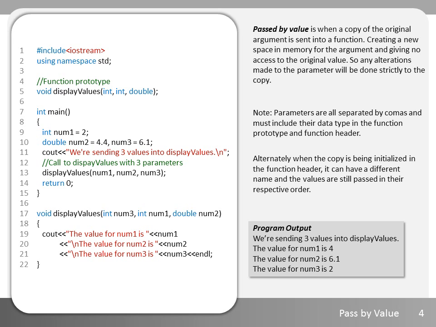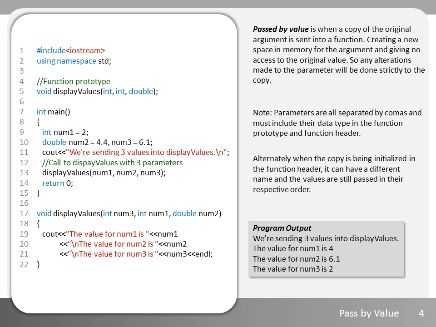First is num1, an integer containing the value 2. Then there's num2, that is a double with the value of 4.4. And last is num3, a double with the value 6.1. When using multiple arguments, each one must be separated by a comma. In the function prototype on line 5, it says that displayValues is a void function with three arguments, two integers and a double. In this case, num2 isn't an integer, it's a double. So what happens is that it's going to automatically convert it into an integer for this function.